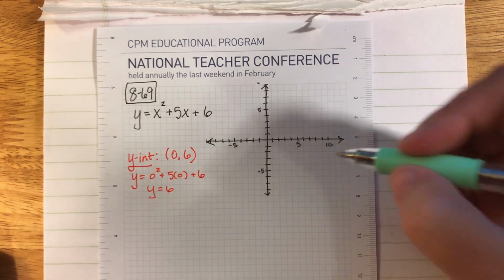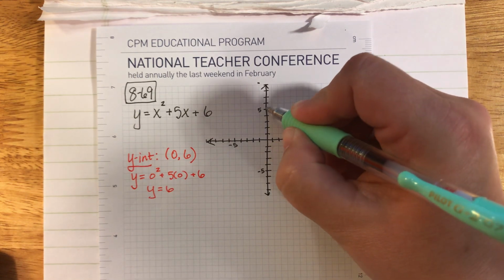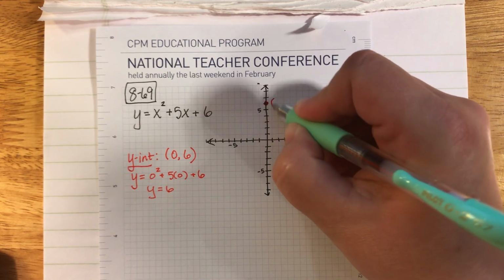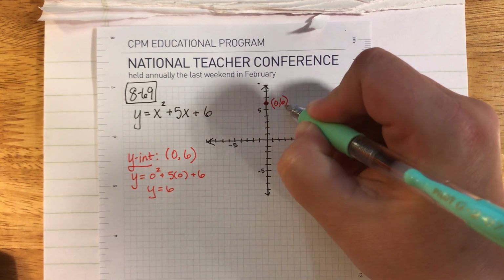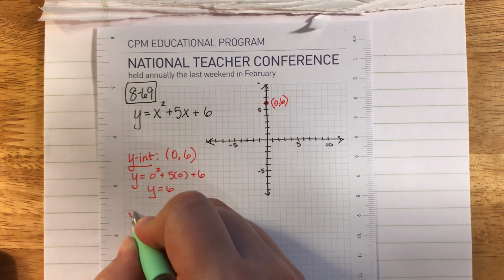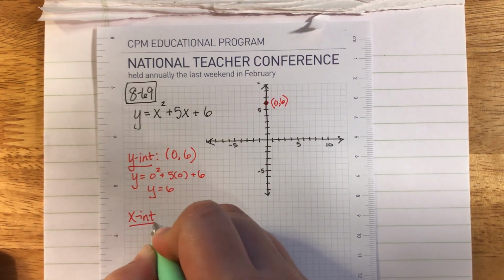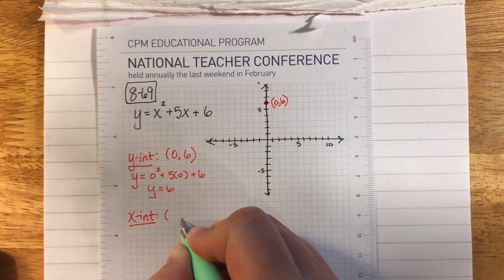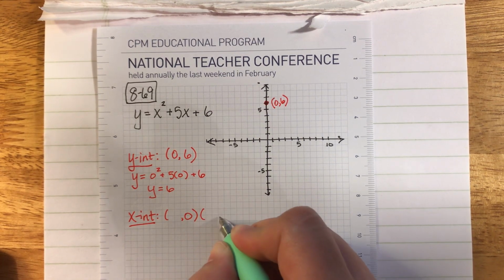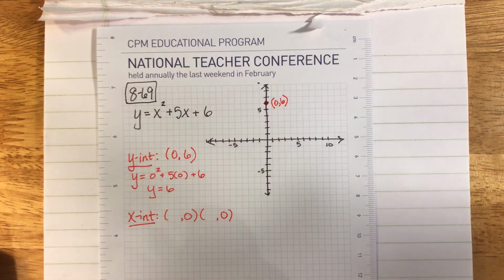So now I'm going to come over here onto my graph, and I'm going to go up to 6, and I'm going to plot my point and label it (0, 6). Now I'm going to find the x-intercepts. The x-intercepts have a little bit more work to do. They are the points where y is 0.